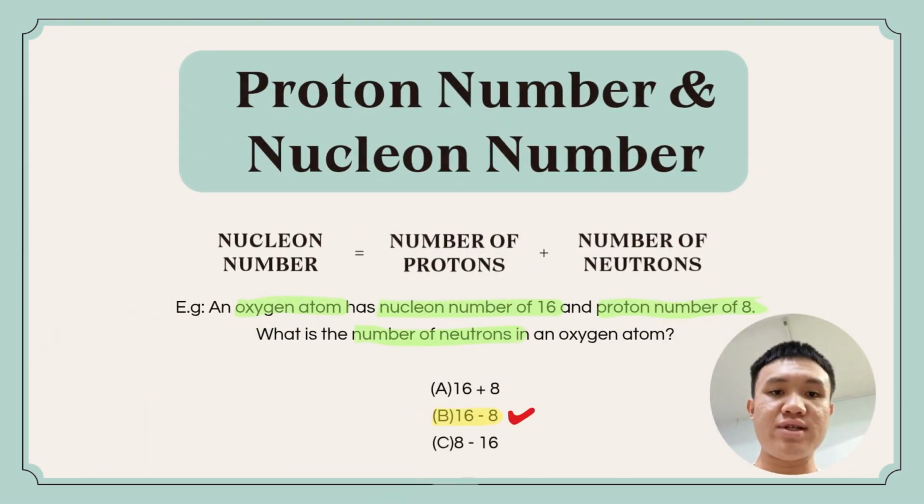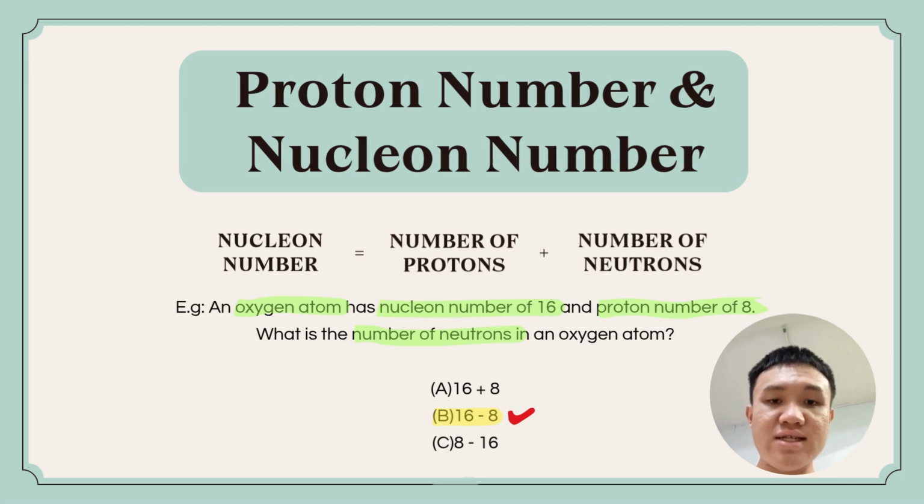Okay, next, we're teaching you about the proton number and the nucleon number. You might be wondering, what exactly is the nucleon number and the proton number? In a simple way to explain, nucleon number is the total number of protons and neutrons in the nucleus of an atom. There's a formula to calculate: the nucleon number equals the number of protons plus the number of neutrons.